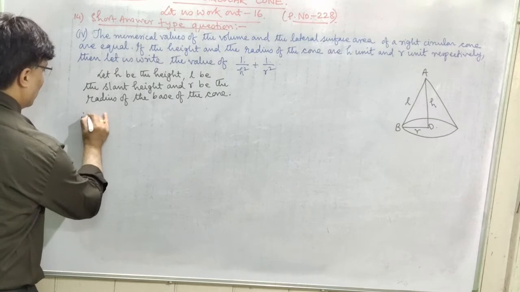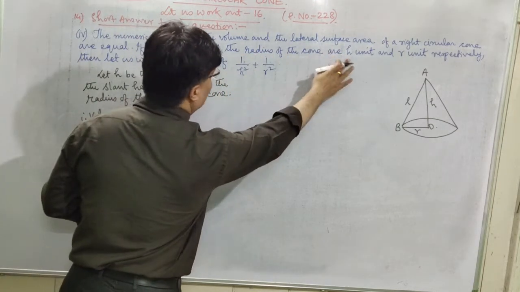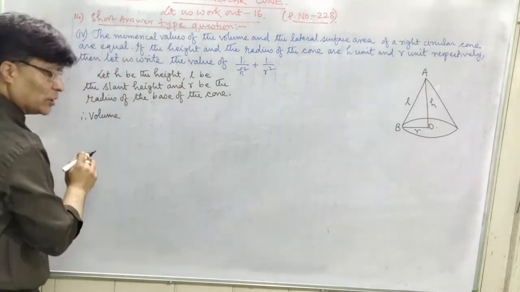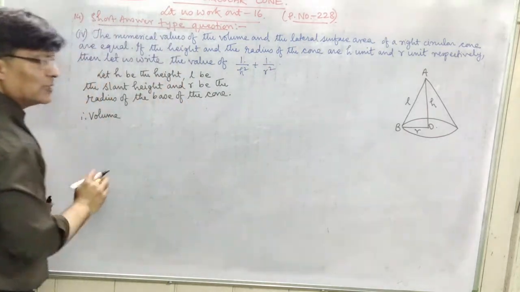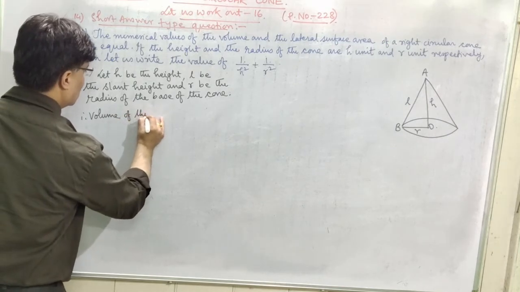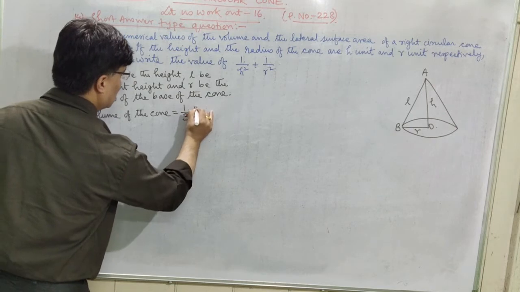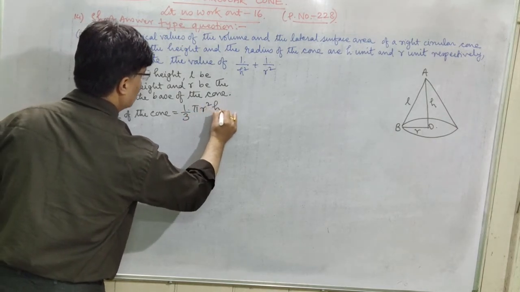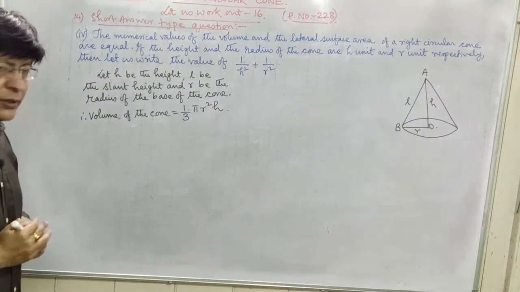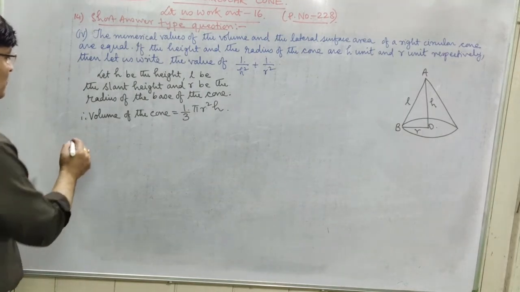So what is the formula for volume? Here the radius is given as R and the height is given as h, and L is assumed as the slant height. Okay, so volume of the cone is equal to, what is the formula? It is 1/3 pi r square h. Okay. Next, what is the lateral surface area?